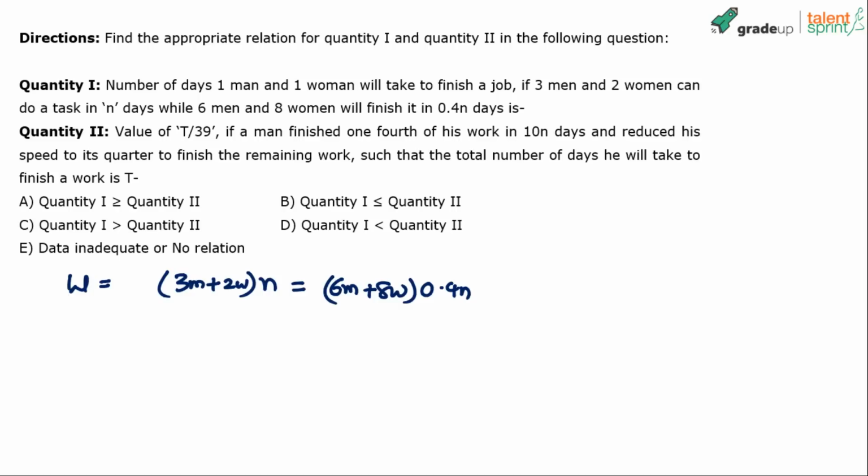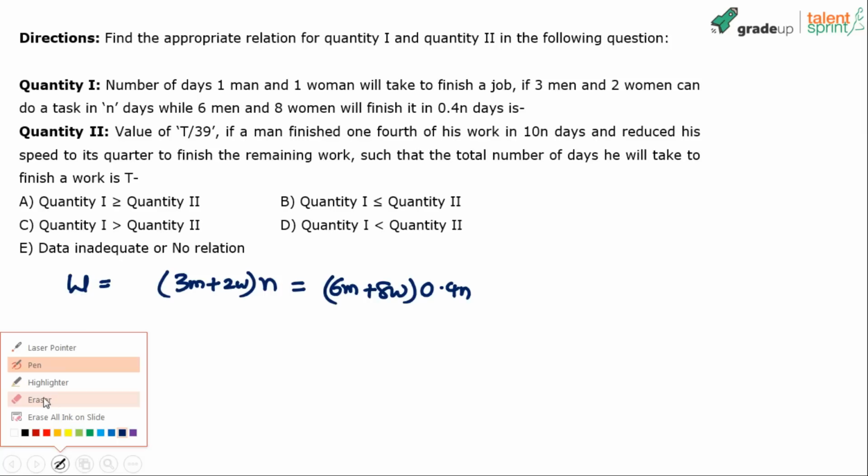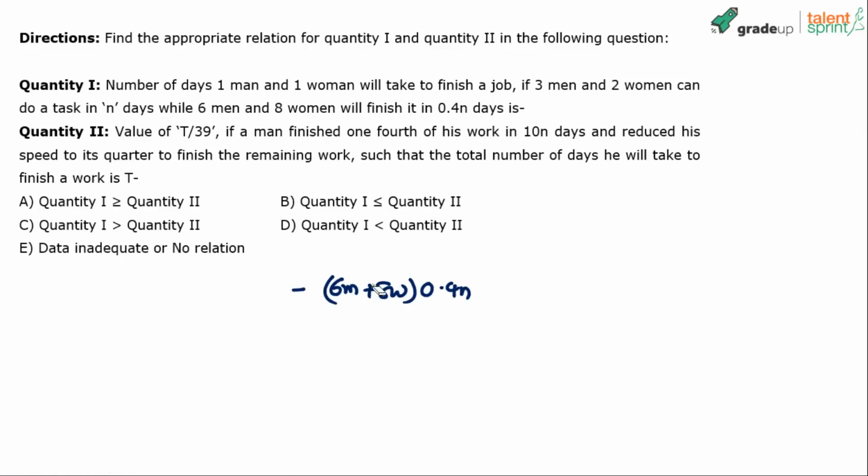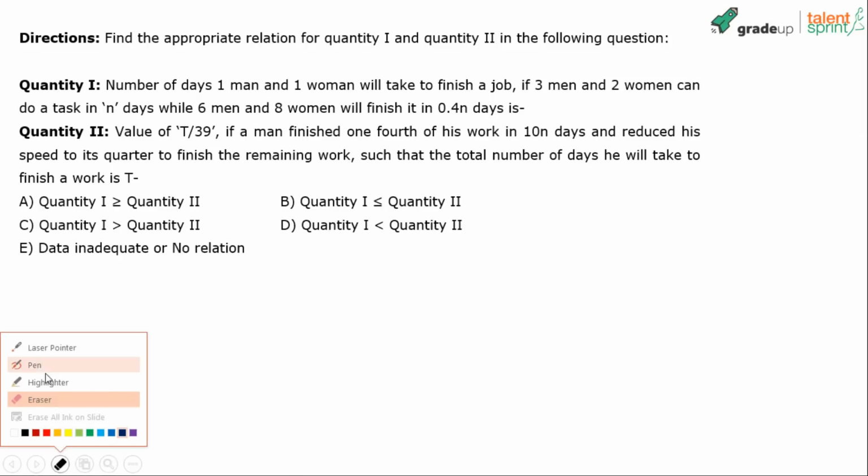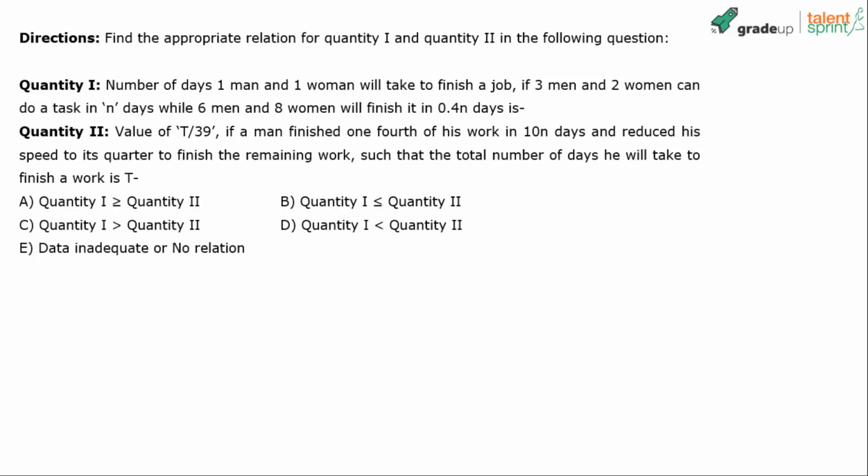Even if you find the ratio, you will not get the answer there itself. You'll have to find how much time one man will take and how much time one woman will take, and then substitute it back. That also would take a little bit of time. So that's about quantity 1. We got 8n by 3. Now let's work on quantity 2.